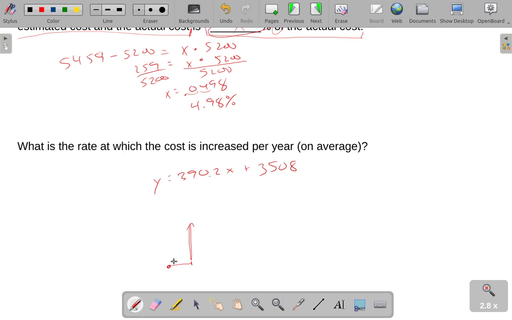Well, normally when we're talking about figuring out where to move, we use our slope, right? But I'm saying we want our run to be exactly one. So if we move to the right 1 year, our cost should go up by exactly, well, by approximately $390.2, because our slope is 390.2 over 1. So this number right here, whatever our slope is, tells us the average rate of change here. This is actually one way that you can interpret a slope of an equation. It's your average rate of change. So $390.2.